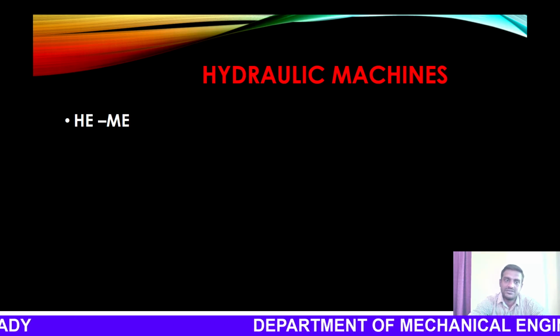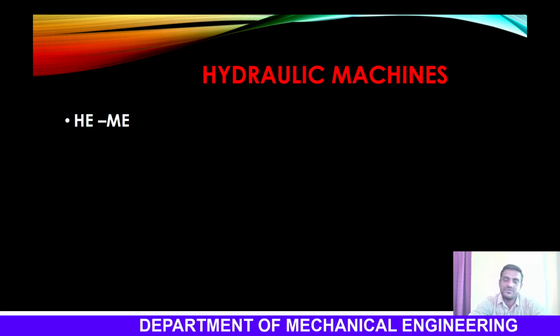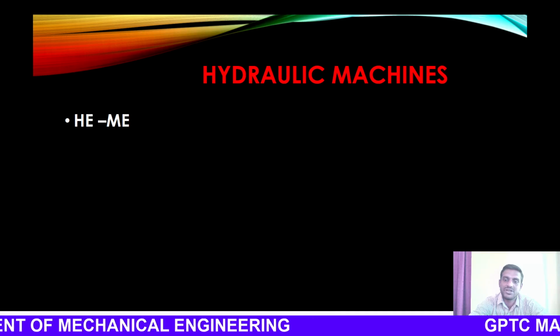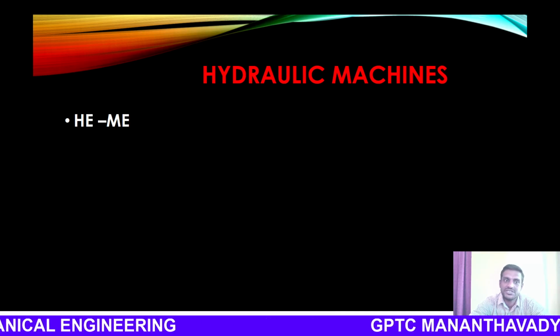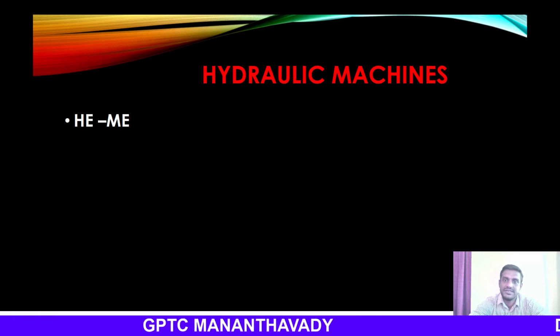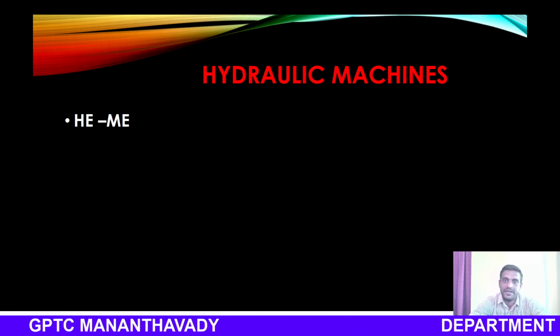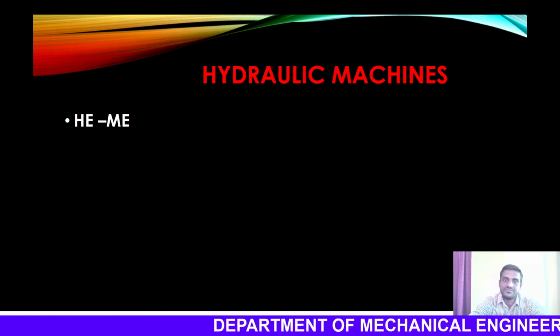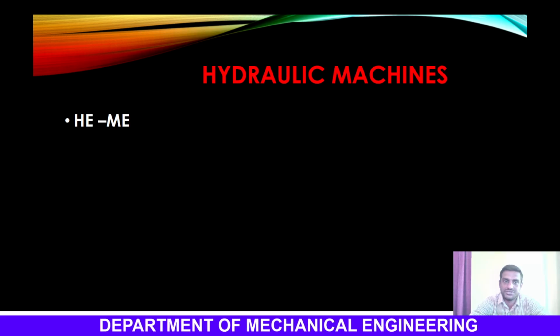So there are various forms of energy possessed by this fluid, and we are utilizing this energy. Hydraulic energy means the kinetic energy, potential energy, and pressure energy. This hydraulic energy is converted to mechanical energy. Mechanical energy means shaft work output. So this hydraulic energy can be used to rotate the shaft, and work output is produced.